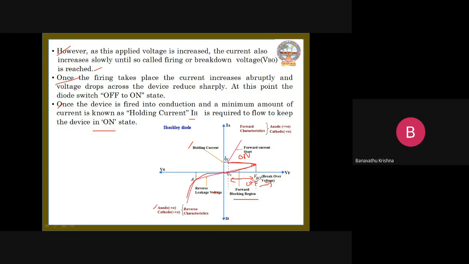Here at the anode we make a connection with the negative terminal, and for the cathode with the positive terminal. Then the diode goes into reverse bias condition.